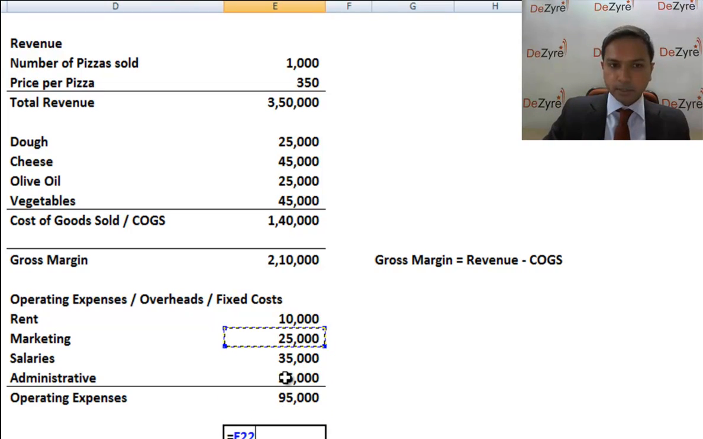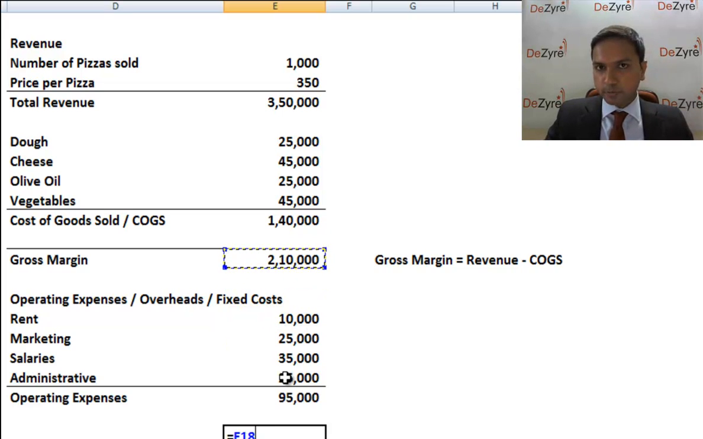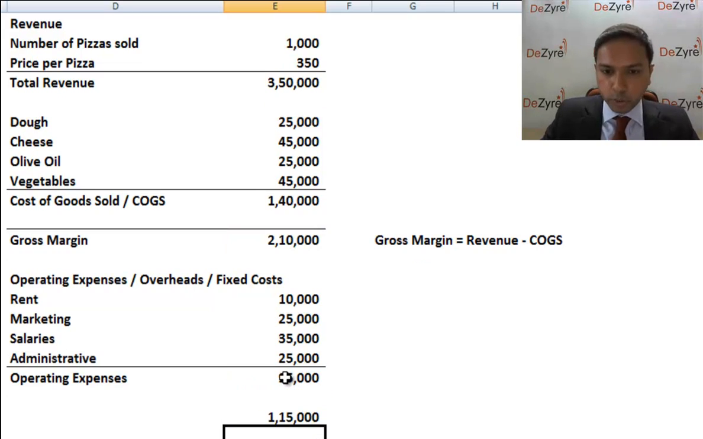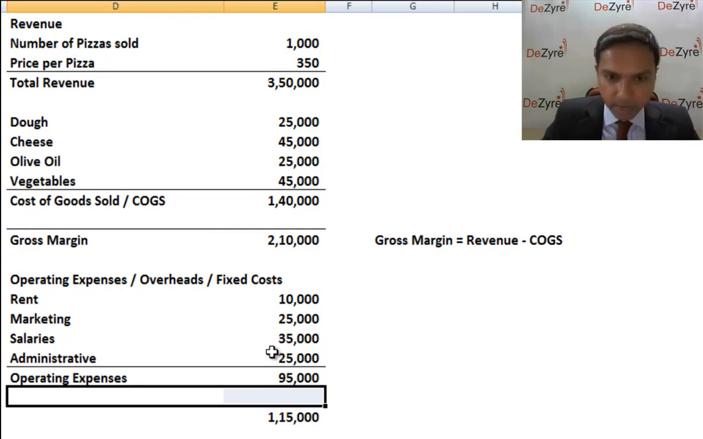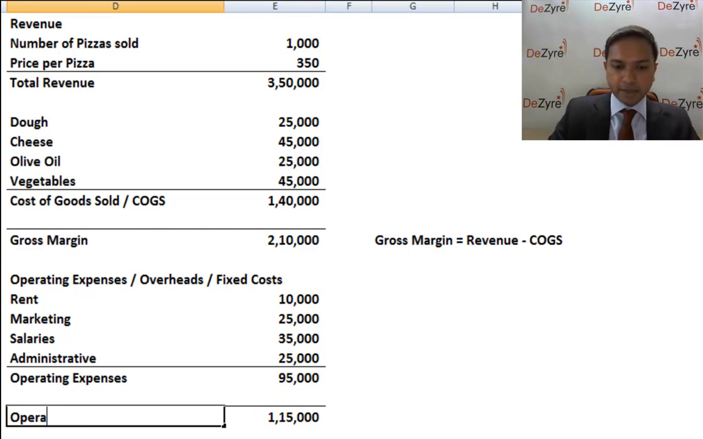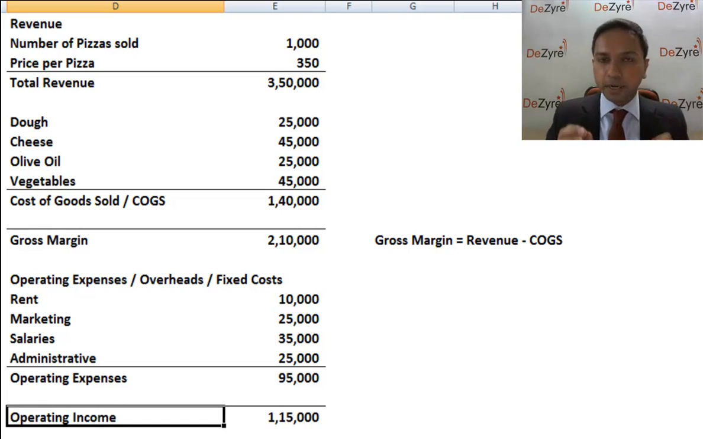That is nothing but the gross margin, which is the money you had left over after you spent on the ingredients, minus the operating expenses. You have 1,15,000 rupees left, and that 1,15,000 rupees left is otherwise called the operating income. It's called the operating income because that is the income you derive from the operations of the company. From running the company on a day-to-day basis, you have 1,15,000.